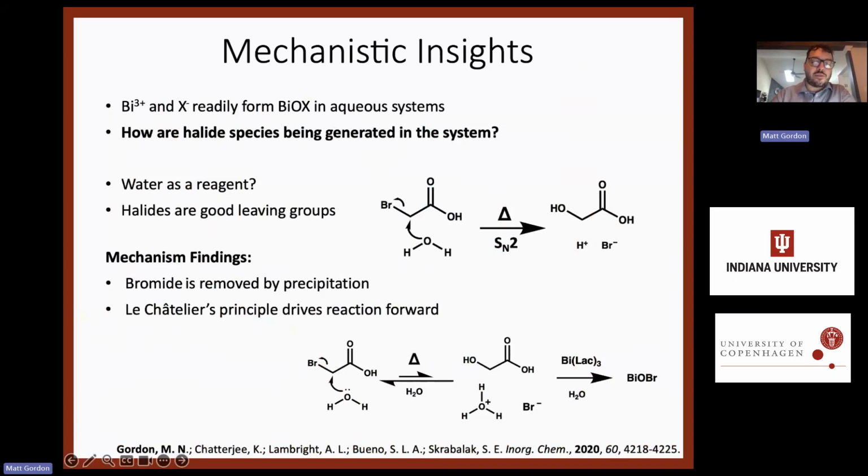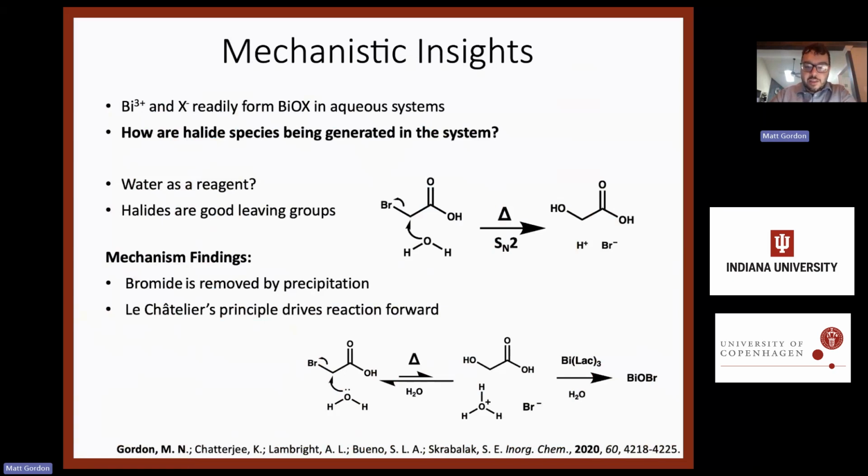One of the driving forces for this is, even if this is an equilibrium that very much does not favor the product side, as we are releasing that halide ion, that halide is then immediately reacting with our bismuth source to precipitate out as bismuth oxybromide. And so even with a poor equilibrium, Le Chatelier's principle is driving this reaction forward, which helps our reaction.